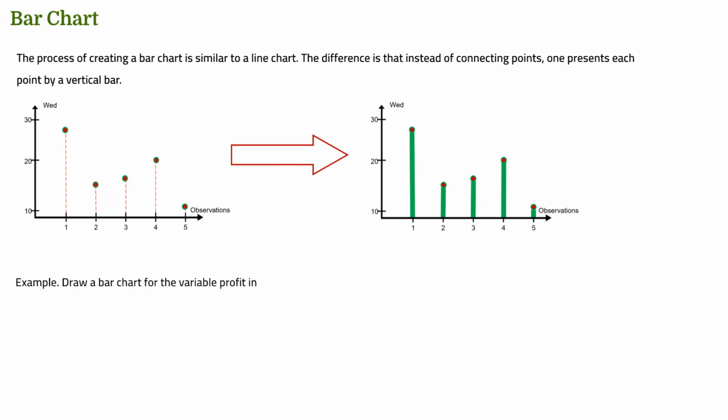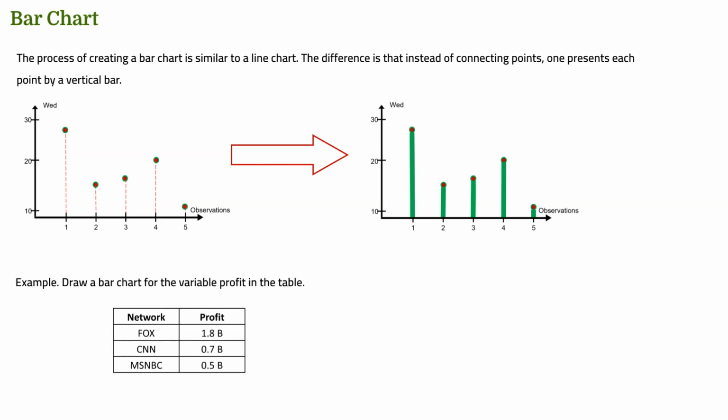Here is an example. Draw a bar chart for the variable profit in the table. Here's a table. 3 networks and their profits are shown. And if on the vertical line we put the profit and on the horizontal line the observations, then every bar shows the value of each variable.